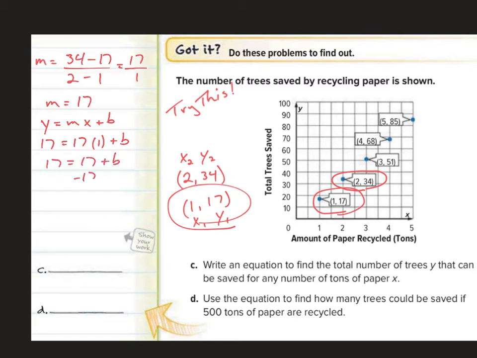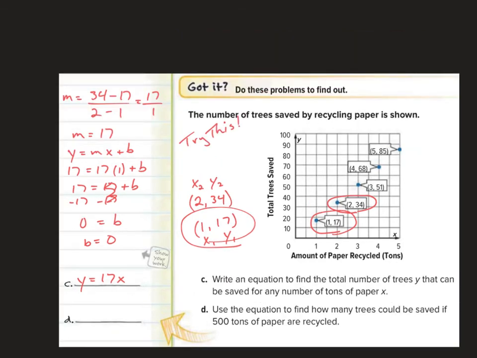Subtract 17 from both sides to get b alone. And once again, I end up with 0 is equal to b, or b is equal to 0. So my equation would be y is equal to 17x. I could say plus 0, but it's really not necessary. I just say y is equal to 17x.